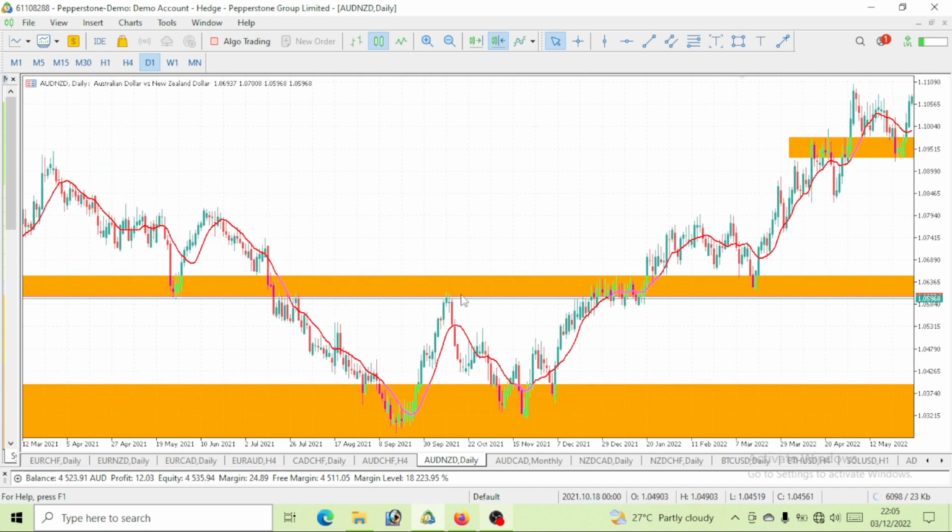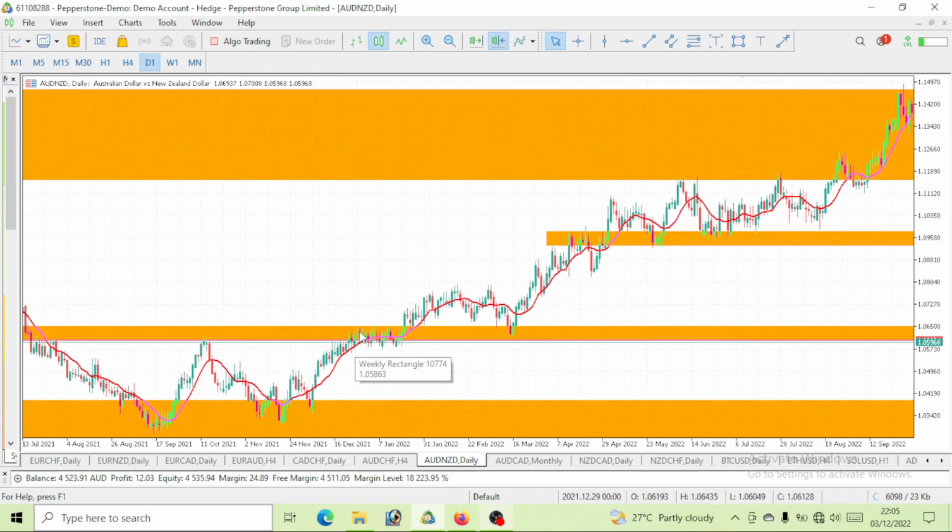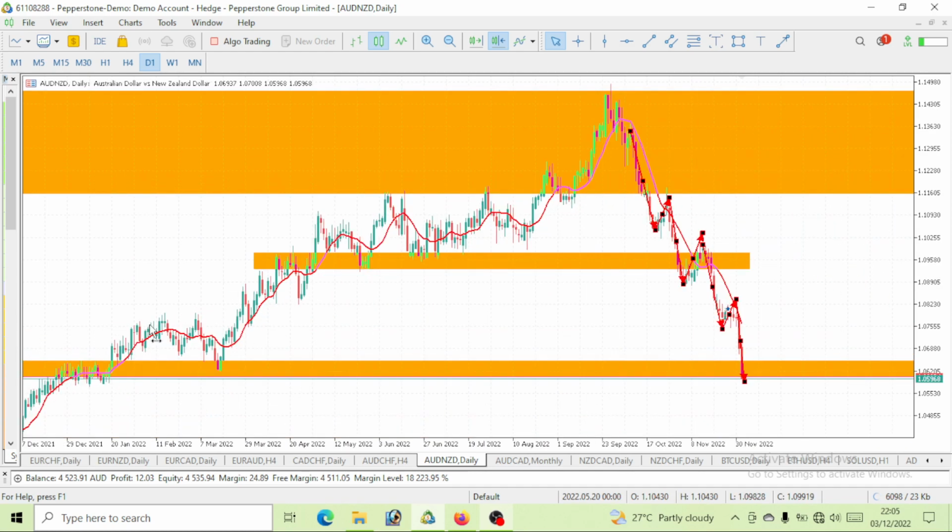Once price broke below it, we saw a pullback that tested this level. We also saw a rejection at this level. Once price broke above it, we saw price came to this same level and react. Now that we are at this level, we'll be expecting a reaction whereby price will give us a pullback on the daily time frame. After the pullback, then we expect a continuous bearish move on AUD New Zealand dollar.